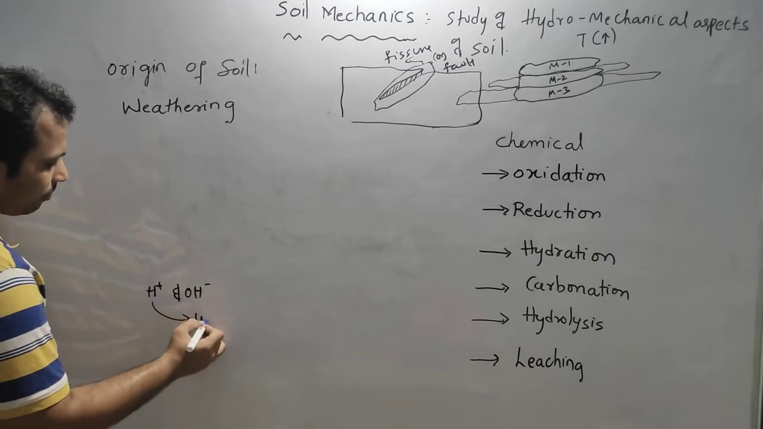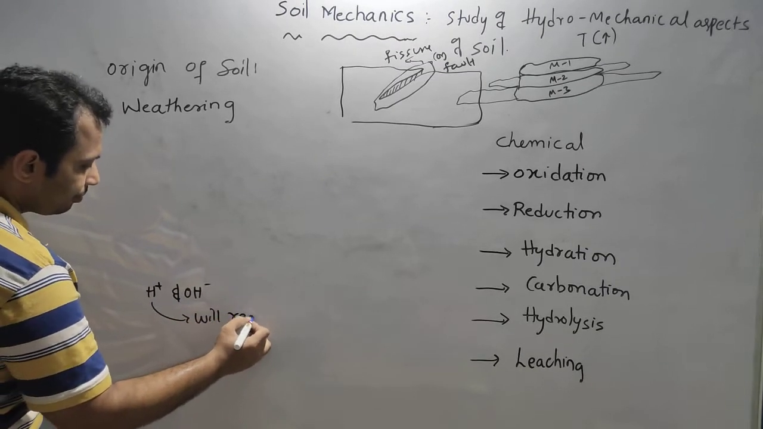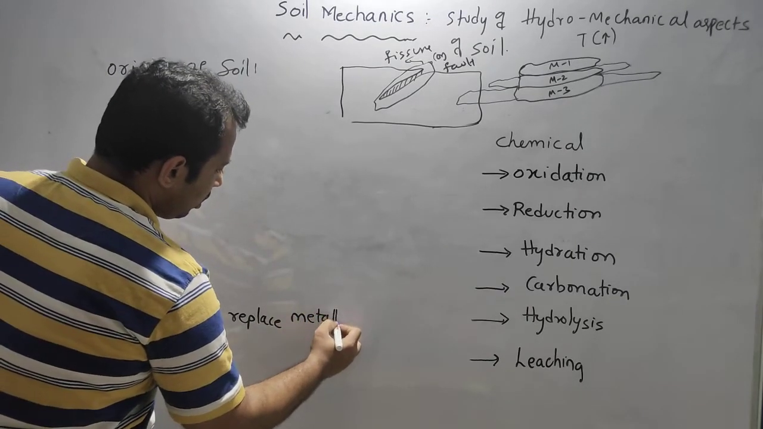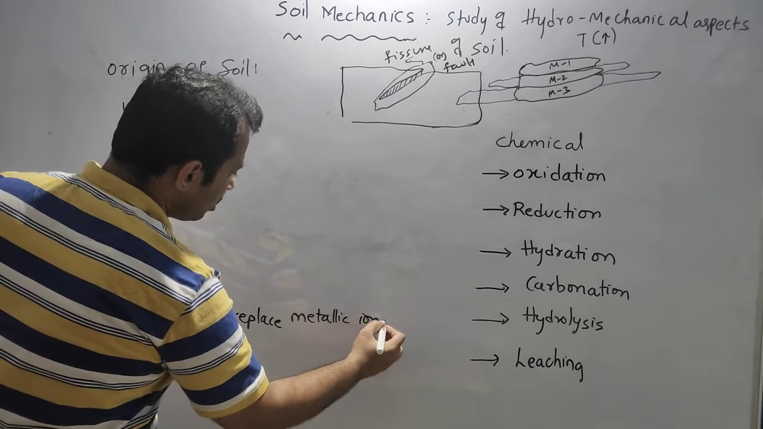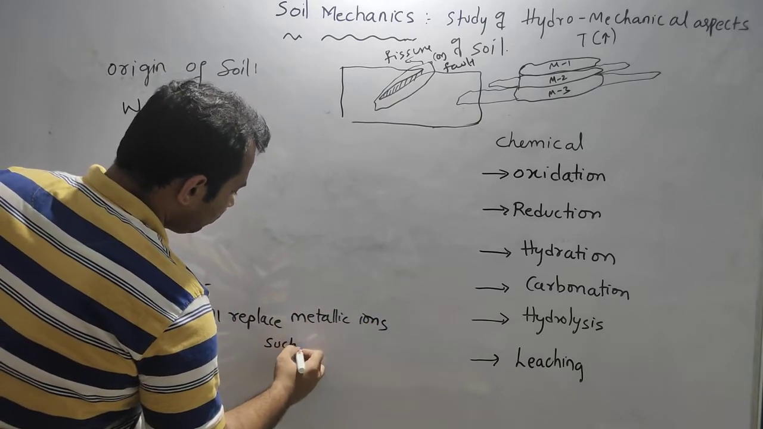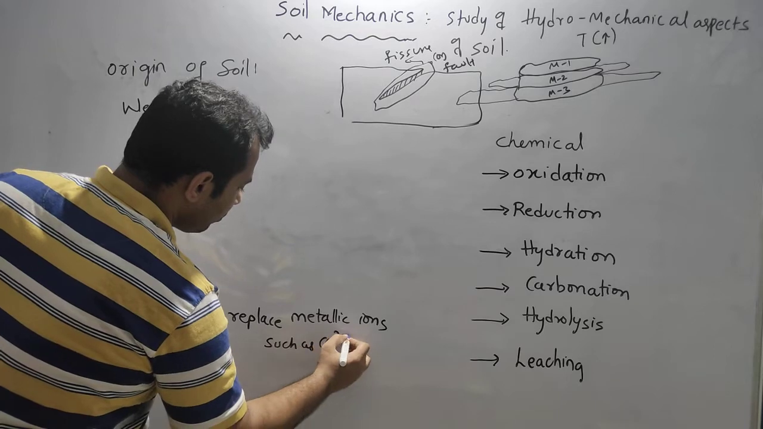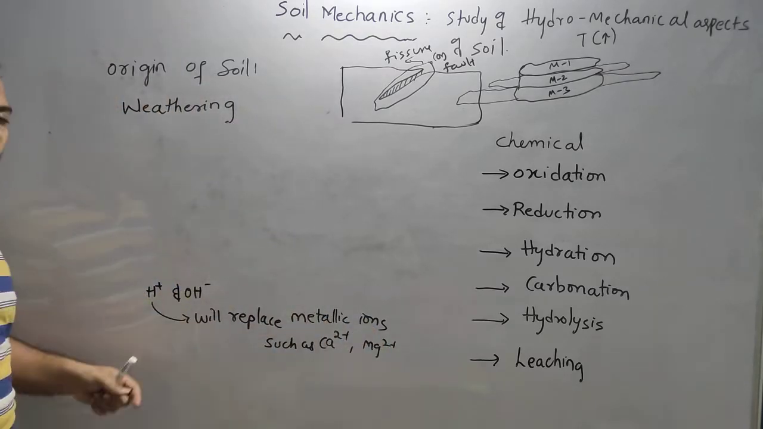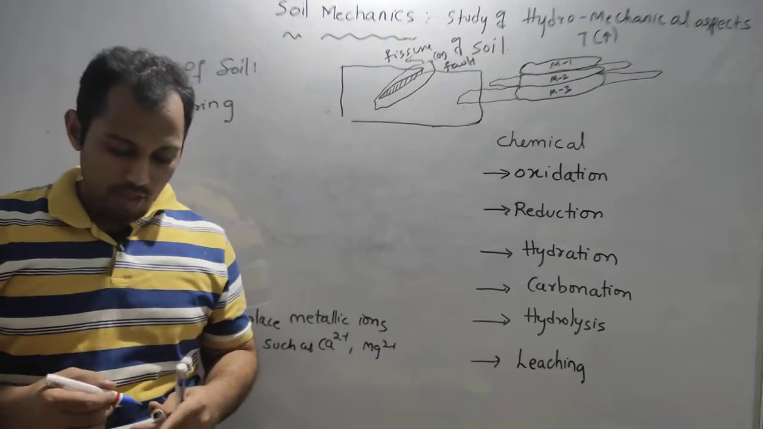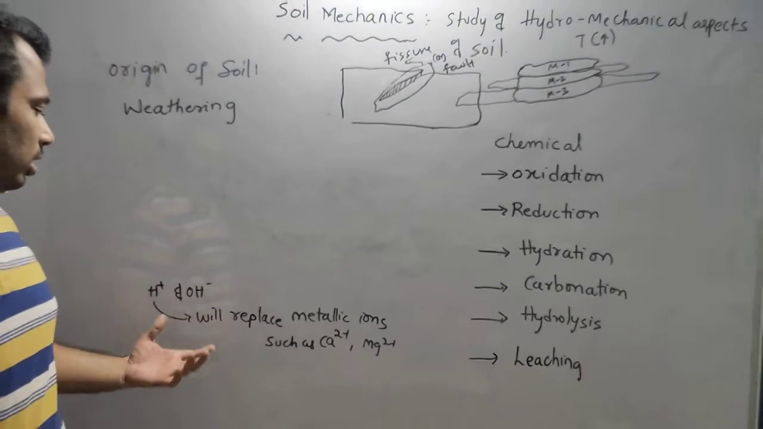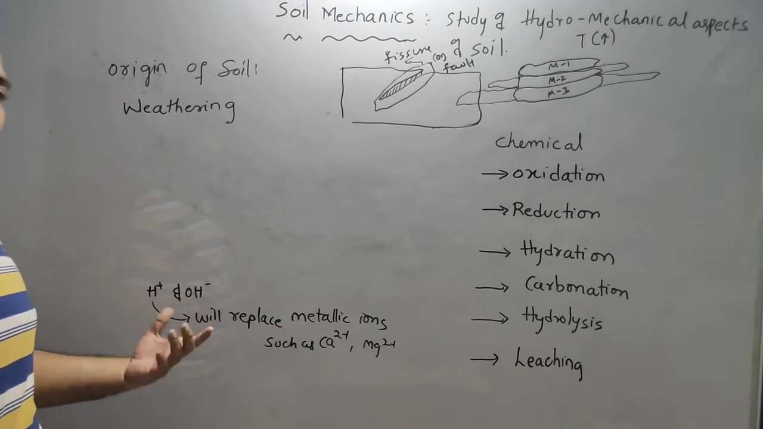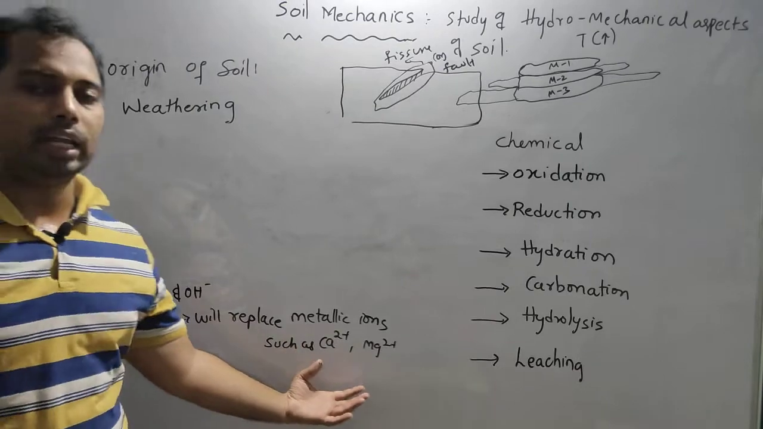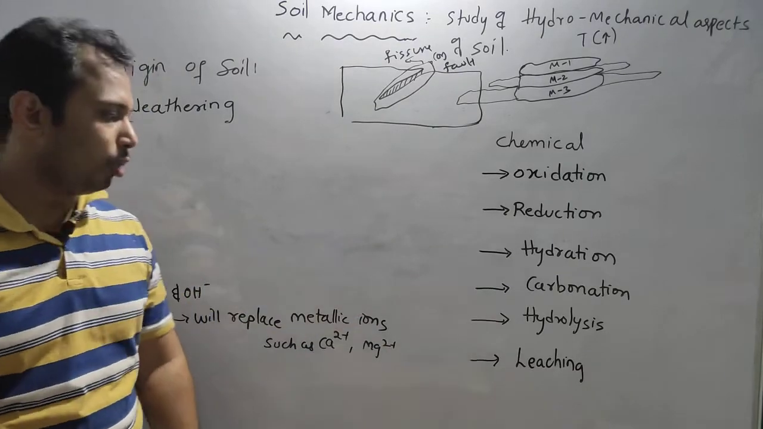This H plus will replace metallic ions such as Ca2 plus and Mg2 plus, and it will form the precipitate. So this is nothing but hydrolysis. The water molecule gets split into H plus and OH minus ions and it replaces the metallic ions. Further it converts into soil.